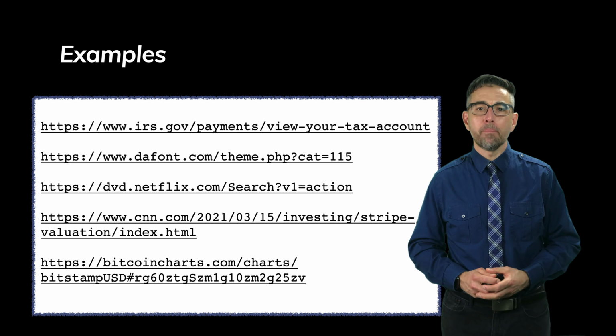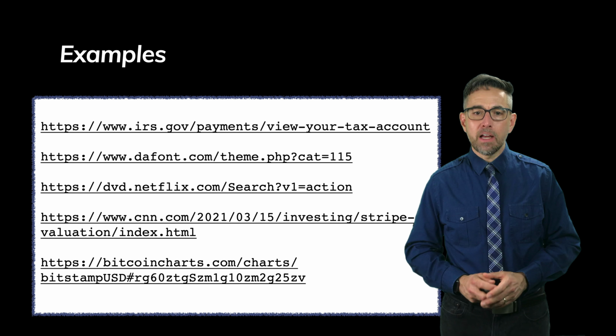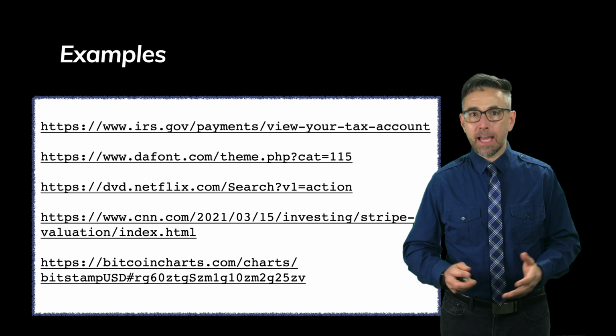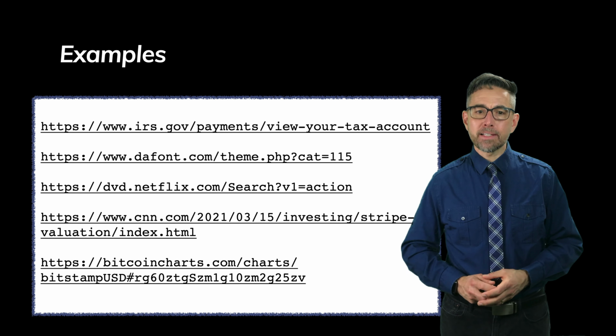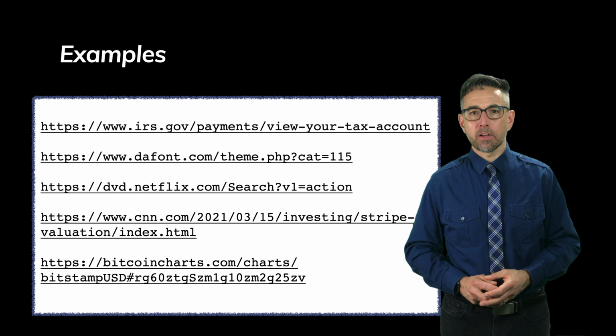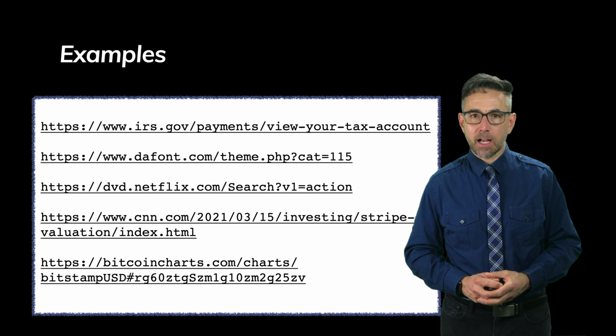That looks like a file. And specifying a query, CAT equals 115. So the key is cat and the value is 115. This actually happens to be a category of fonts. The third one is a request to search for a particular set of DVDs on a website called dvd.netflix.com.